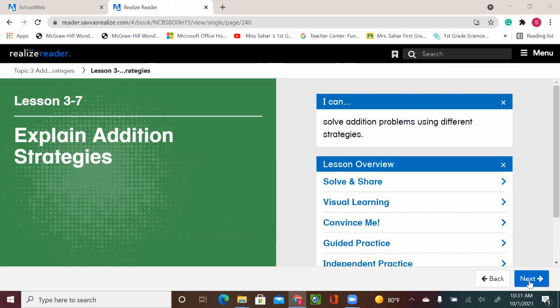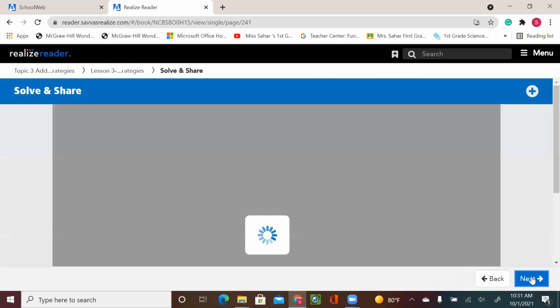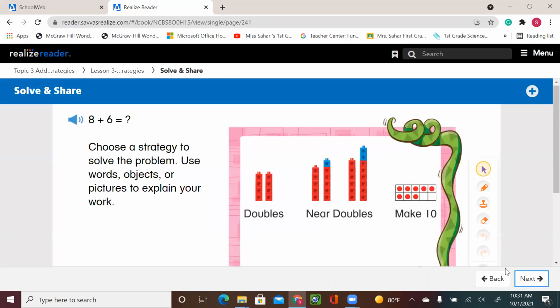So let's start. Please, page 133. Eight plus 6 equals blank. Choose a strategy to solve the problem. Use words, objects, or pictures to explain your work.